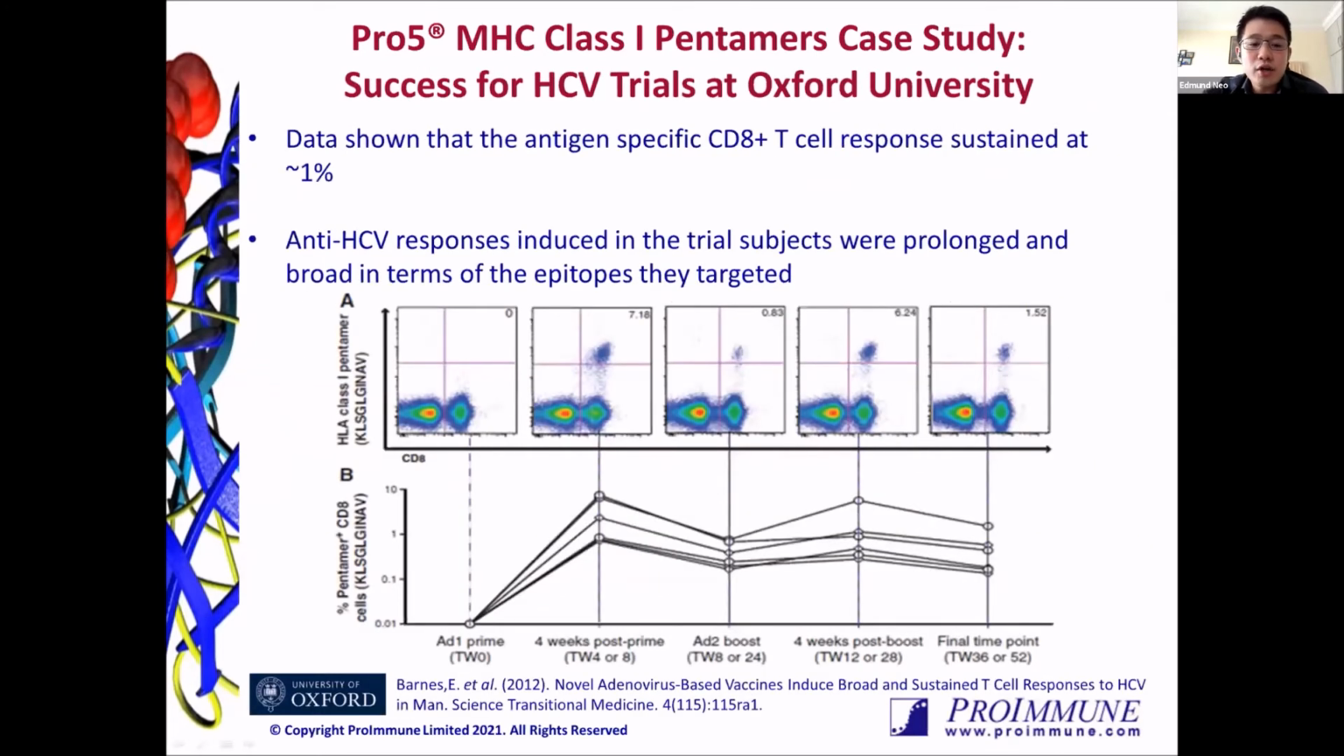So as shown in the staining data below, using the pentamers to stain at different time points of the trial subjects, they have shown that the population of antigen-specific CD8 T cells response sustained at about 1% at the end of the study, which is amazing to see that the anti-HCV responses induced were prolonged and broad with respect to the epitopes they were focusing on.